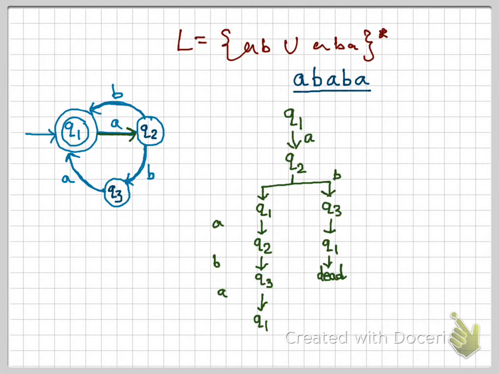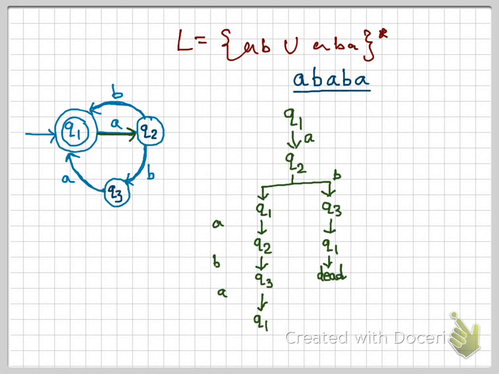At the end, the machine has two possible ways of executing this string. First one is this and second one is this. The machine is going to accept the string if it comes into a final state in at least one of these paths. Q1 is a final state. So if I follow this path, the machine comes to a final state. Hence I say this string is accepted by my machine.